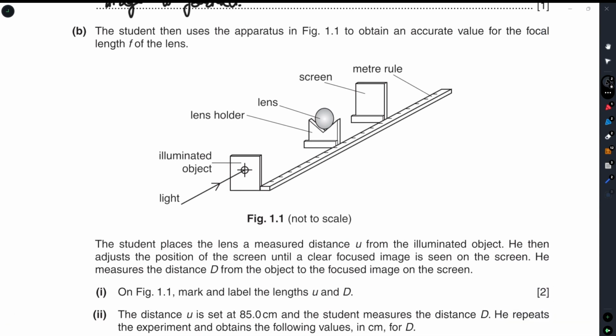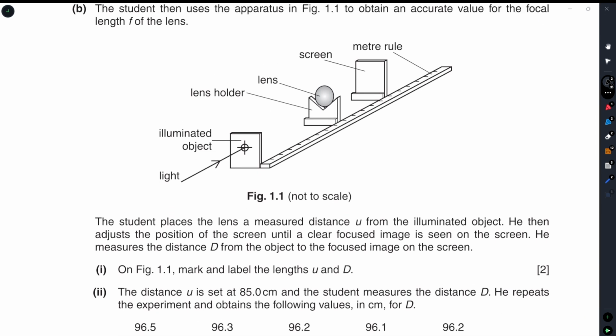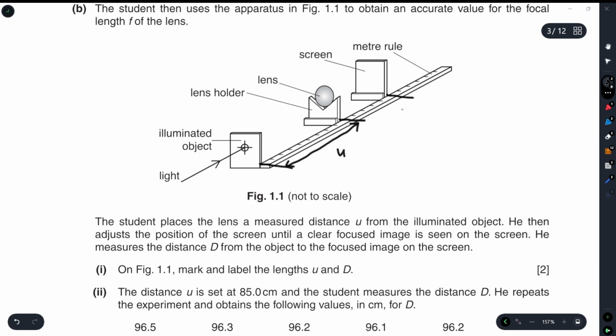On figure 1.1, mark the lengths U and D. The student places lens a measured distance U from the illuminated object. So I'm guessing this right here is going to be U. And then this right here is going to be D from the screen. On the screen, yeah. He measures the distance D from the object to the focused image. Okay, no no no no no. So distance D is going to be this whole thing right here. That's your distance D if I'm not wrong. Okay.